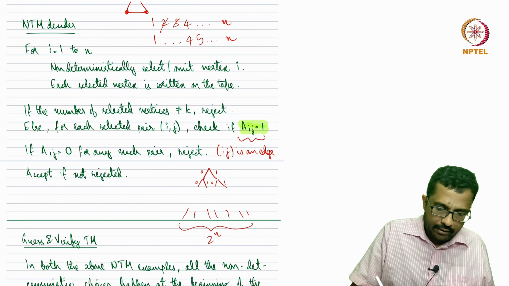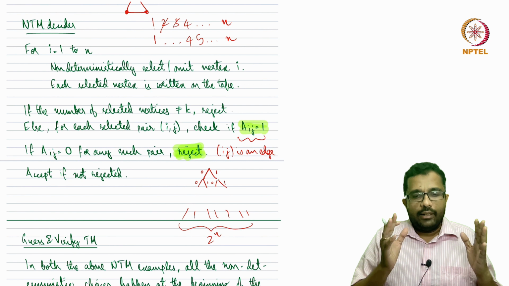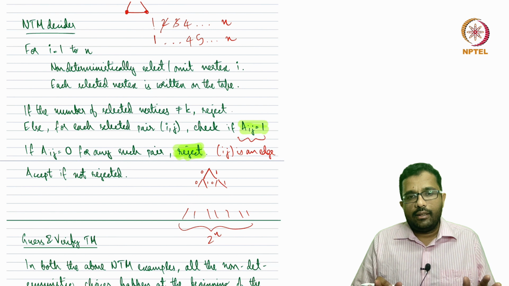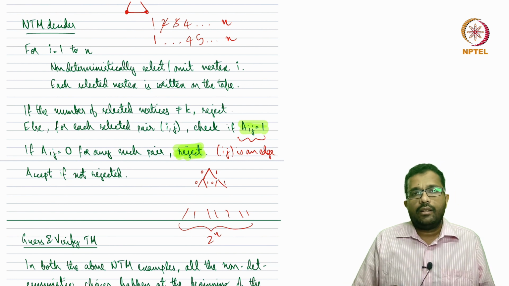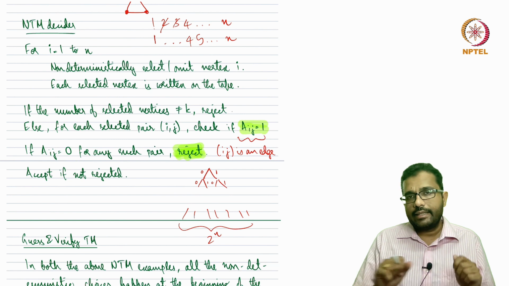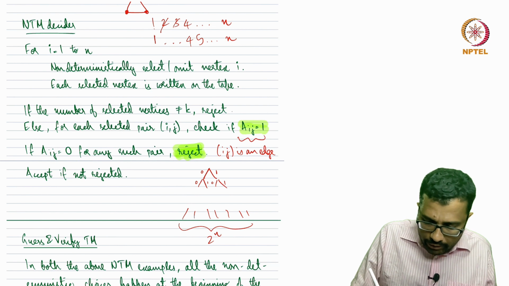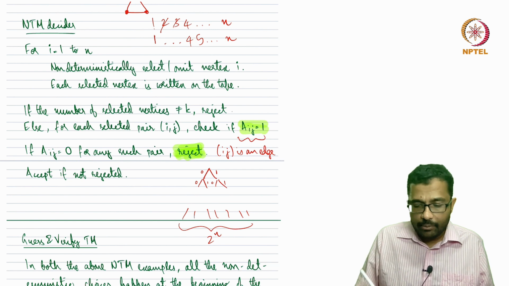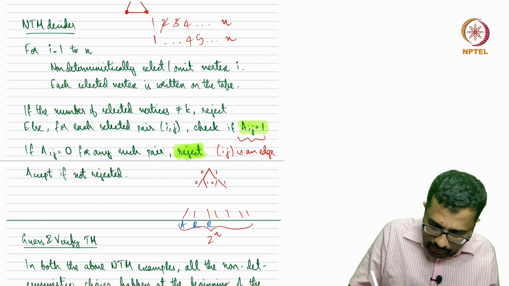That's what I am saying here. If you don't reject, you accept, meaning you accept only if 2 things are satisfied. First of all, the number of selected vertices is K, and for all the selected vertices, if you take any pair of them, there is an edge between them. So you first have these 2 power n possibilities, and then you check for each of them whether it is a K-clique or not. Some of them will be accepted, some of them will be rejected.